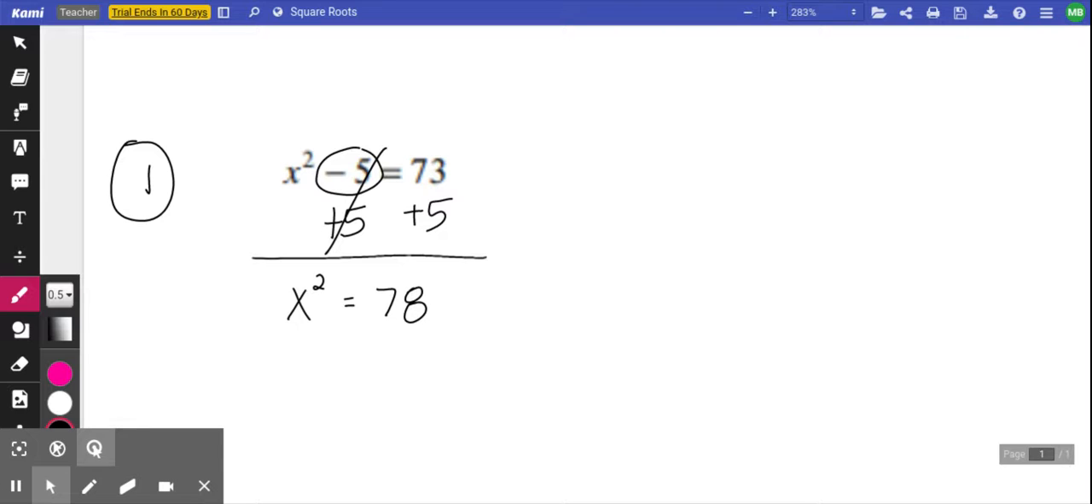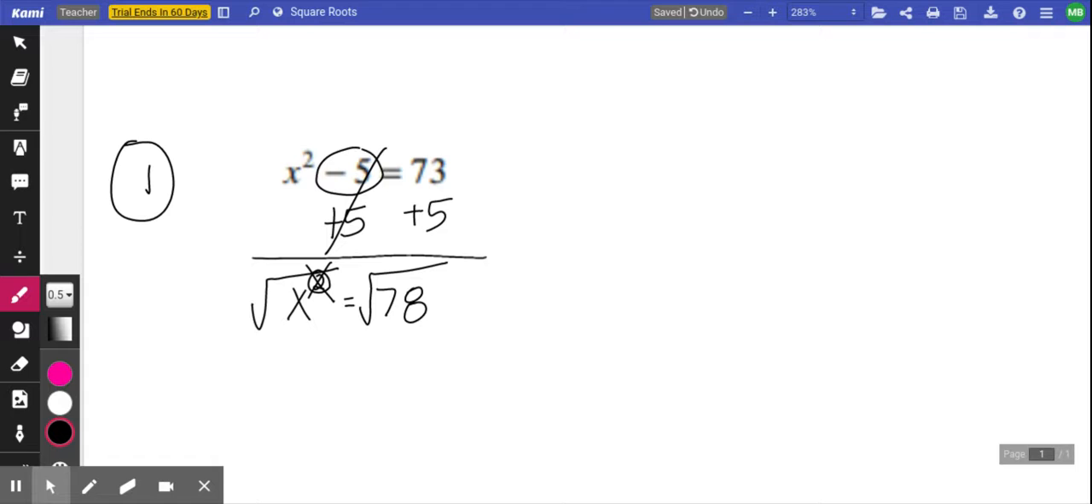Next, to get x by itself, I need to get rid of the fact that it is being squared. Well, the inverse of squaring is to take the square root. If I take the square root of the left, I have to take the square root of the right. And now I have x is equal to the positive or the negative version of the square root of 78.